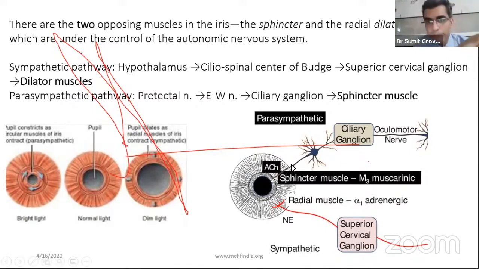I'll stop here and we'll come back to this slide, but the basic thing I want you to remember is that the pupillary reaction or the muscles are under autonomic nervous system control. Parasympathetic, the neurotransmitter is acetylcholine. The receptors are muscarinic receptors. For sympathetic innervation, the neurotransmitter is noradrenaline or norepinephrine. They innervate the radial muscle.